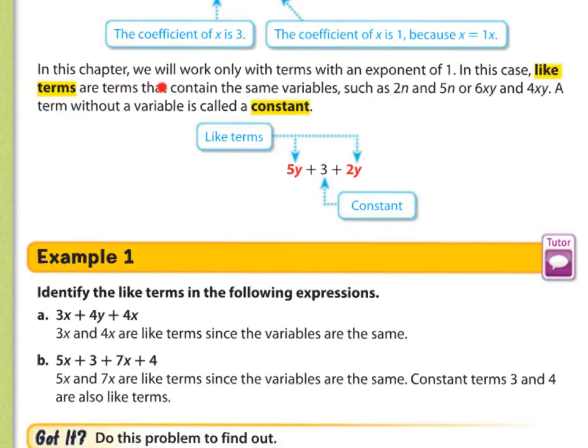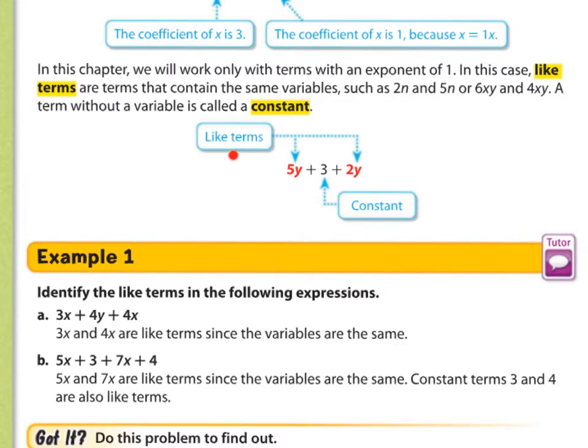In this chapter, we will work only with terms with an exponent of 1. In this case, like terms are terms that contain the same variables, such as 2n and 5n, or 6xy and 4xy. All of these terms are to the power of 1. If 2n were 2n to the power of 2, and this term were 5n to the power of 3, they would not be like terms and they would not be able to add or subtract with one another.